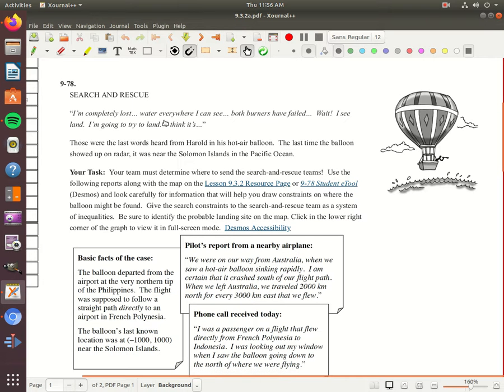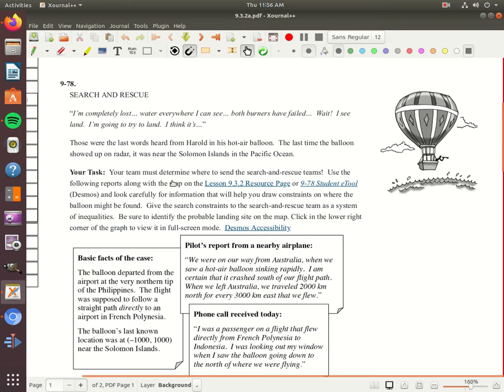So, it says, I'm completely lost, water everywhere. I can see both burners have failed. Wait, I see land. I'm going to try and land. I think it's... And those are the last words heard from Harold and his hot air balloon. The last time the balloon showed up on radar, it was near the Solomon Islands in the Pacific. So we know it's near the Solomon Islands at one point.